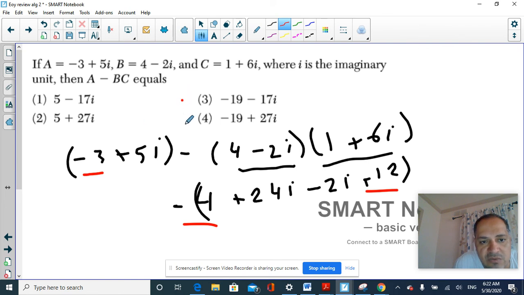So now maybe this one or this one, because we have negative 19 here. Now we have 5i minus 24i, and minus negative 2i is positive 2i. Again, 5i minus 24i plus 2i: 24 minus 2 is 22i, so it's 5i minus 22i, which is negative 17i. So your answer is this part.